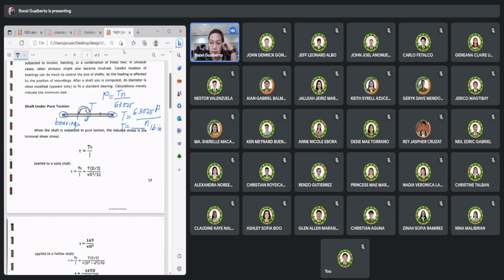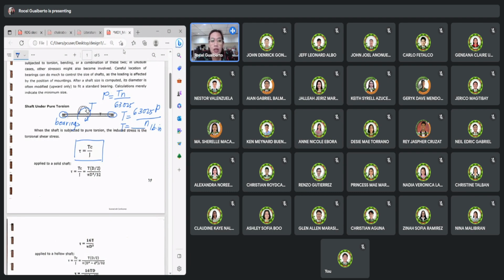Okay, so to obtain the value of this torque, how do we design the shaft under pure torsion? Just like the members under pure torsion, we base our design on the strength failure and another one on the deformation failure. The induced stress of the shaft, when it is subjected to pure torsion, is called the torsional shear stress. And this is the equation for your torsional shear stress.